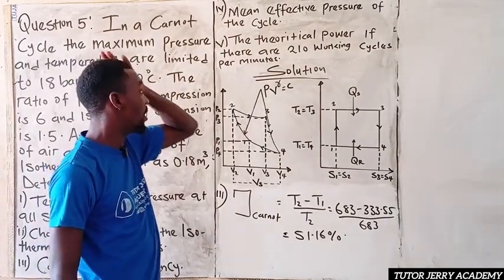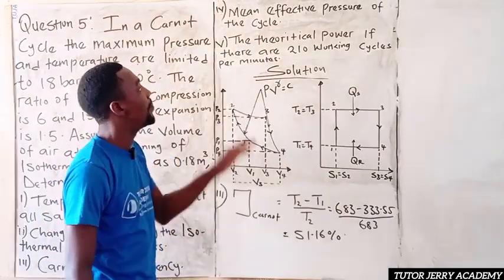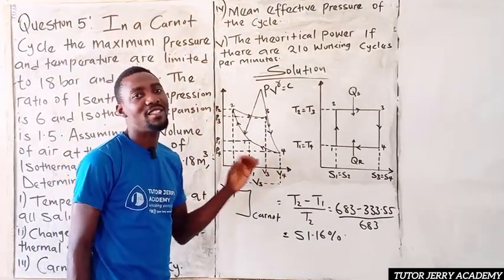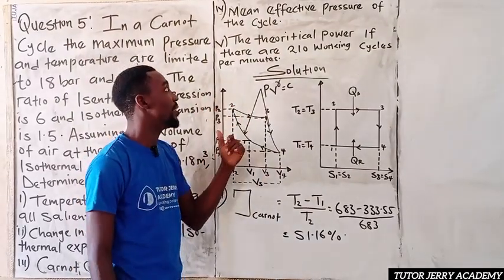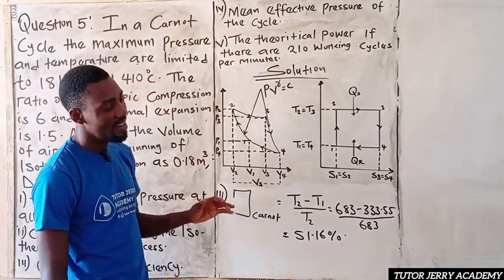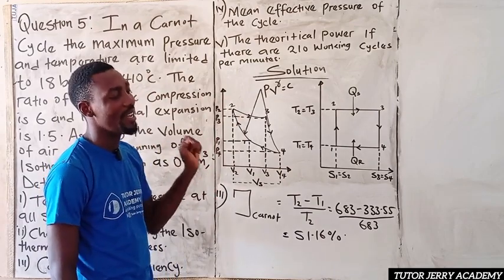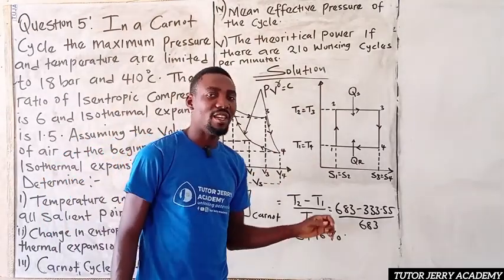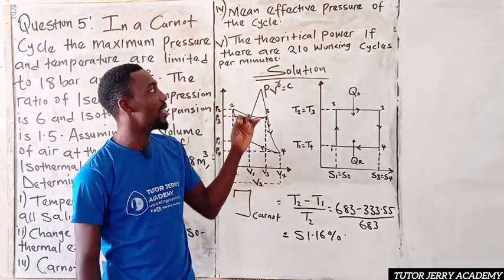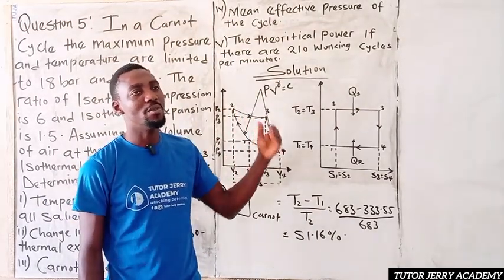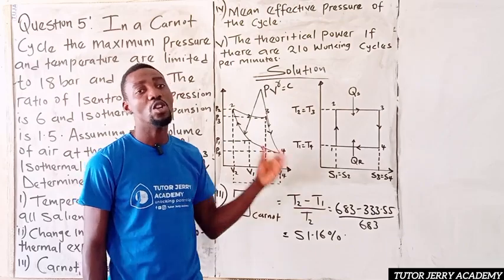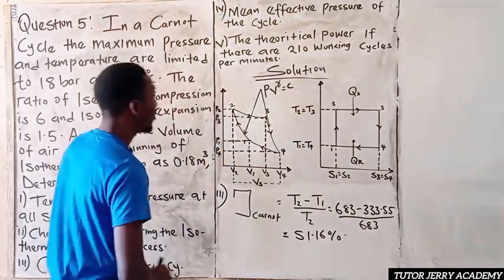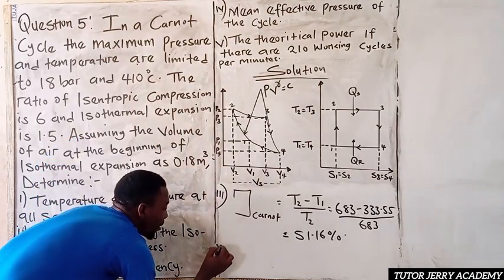Now the next question says we should find the mean effective pressure of the cycle. We don't talk about this in our introduction class, because we will start talking about mean effective pressure when we go into the Otto cycle. But let's just apply it under this question.